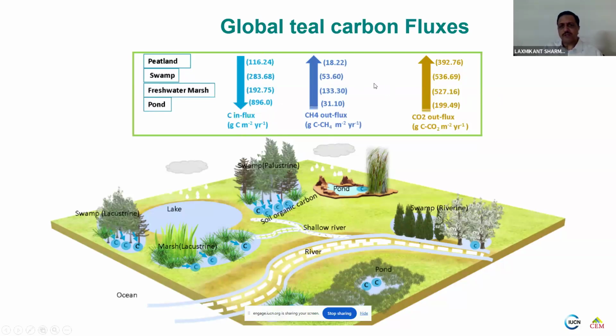So that's why the parameter is saying that if the teal carbon ecosystem's carbon influxes are enhanced, then we can reduce the methane and carbon dioxide outflux. And if the equilibrium is established, then we can say our ecosystem will be sustainable. Sustainable development can be done.